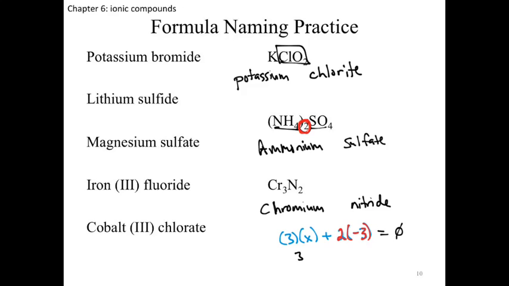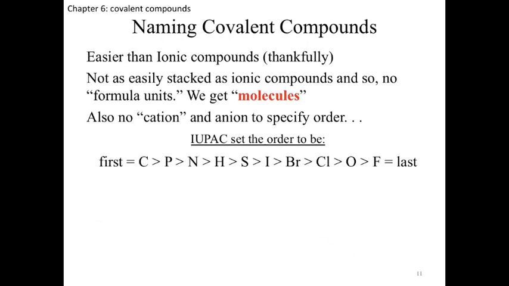We'll go through and now solve. 3x minus 6 equals 0. X equals plus 2. What did I say x was? X was my charge, so I need to specify that in my name by dropping in the Roman numerals. Okay? So, those are some naming practice for ionic compounds.